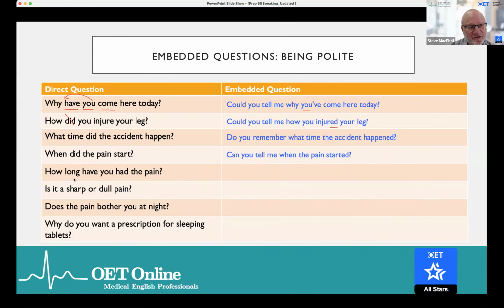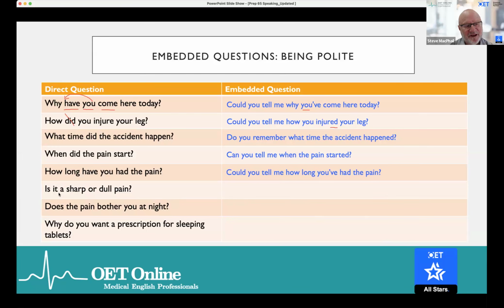Right, a little bit different structure on this one. How long have you had the pain? Could you tell me how long you've had the pain? So again, after how long, we're putting you before the have. All right, that's how you do it. Could you tell me how long you've had the pain?